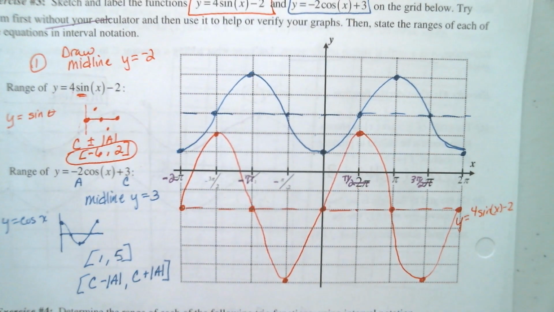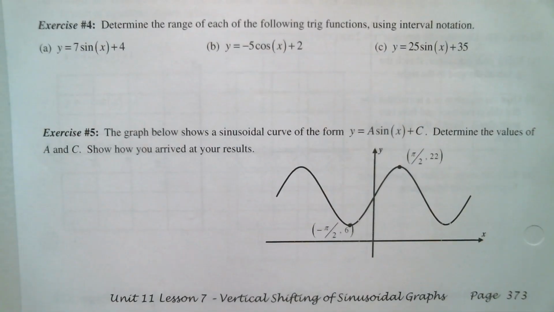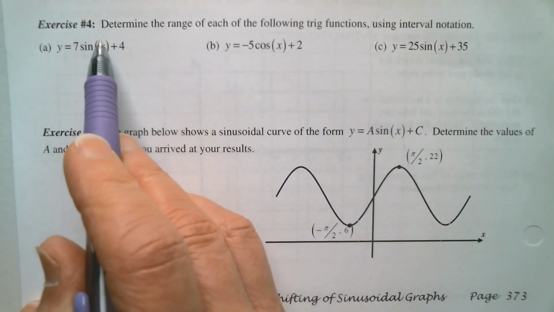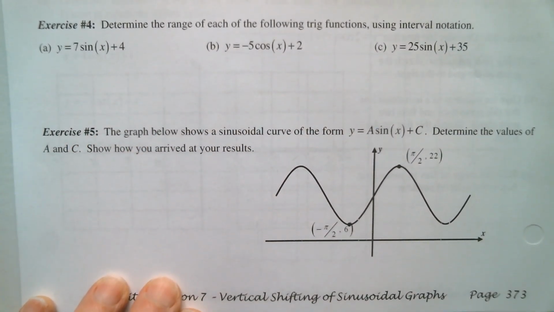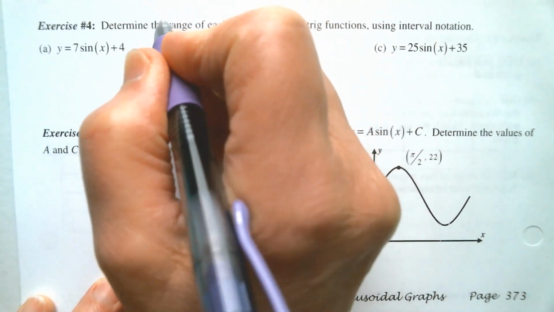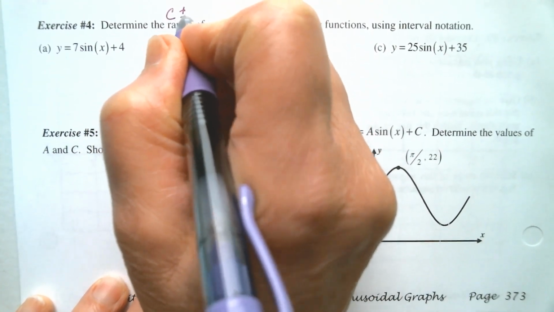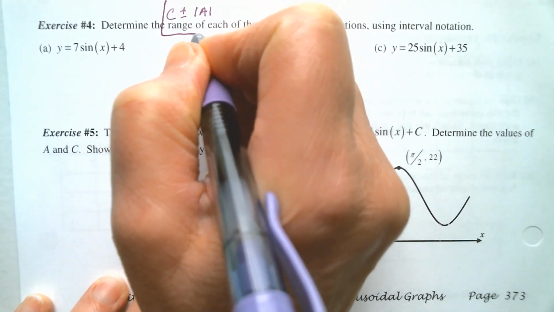Exercise number 4, determine the range of each of the following trig functions using interval notation. So our range is C plus or minus the absolute value of A. You need to memorize that.